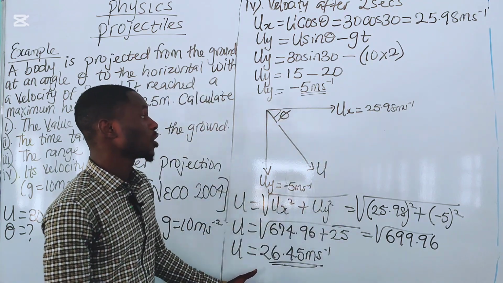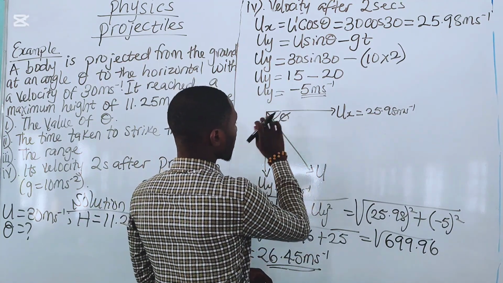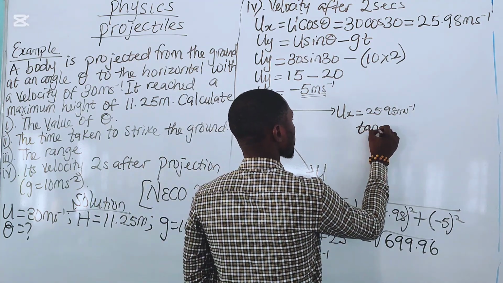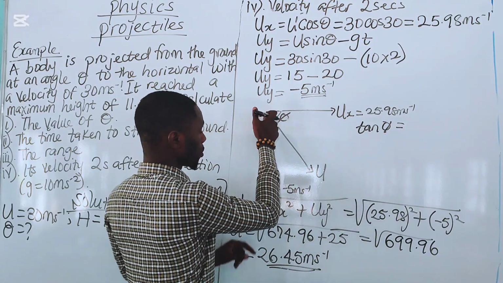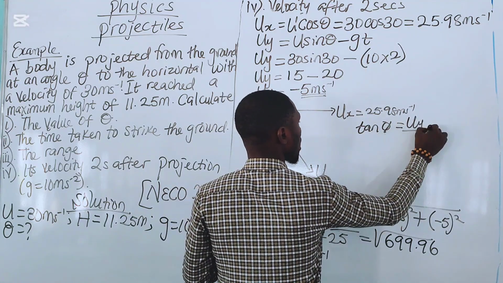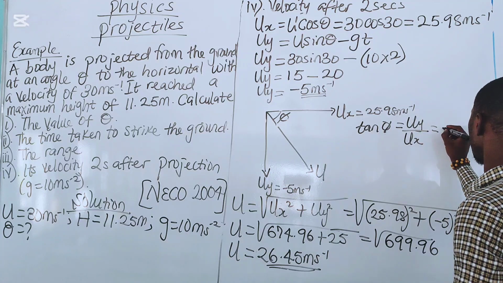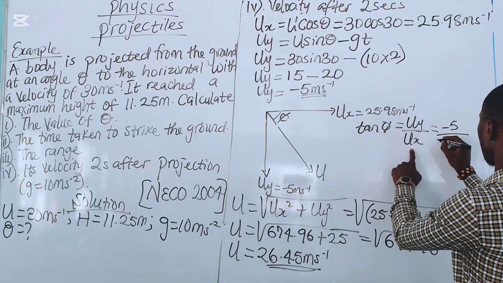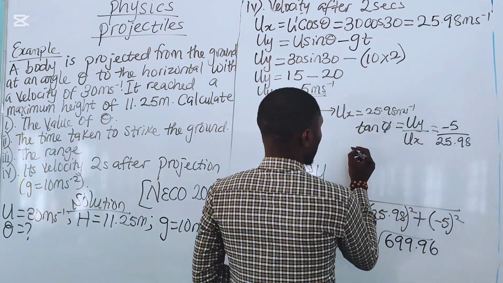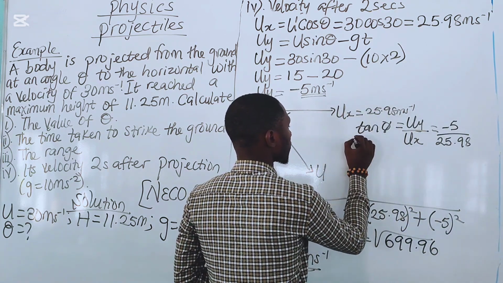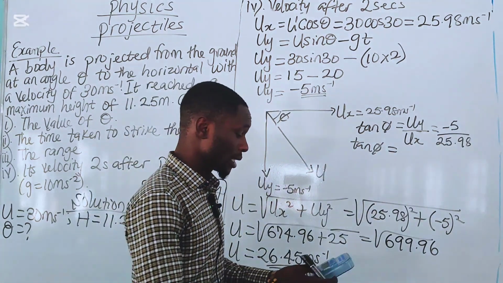However, let's find the angle of inclination of the projectile after those 2 seconds. To find the angle, let's take the tangent of this angle. So we have tan phi. Tan phi is opposite over adjacent. What is opposite this angle is uy. So we have uy over ux, which is equal to minus 5 over 25.98. So our tan phi becomes minus 5 divided by 25.98.